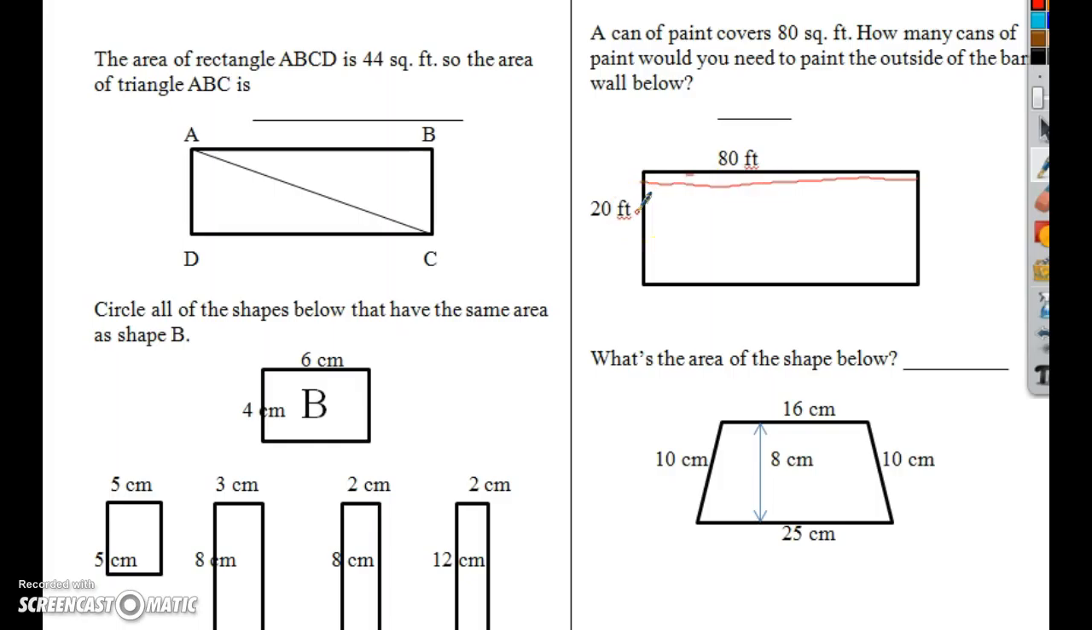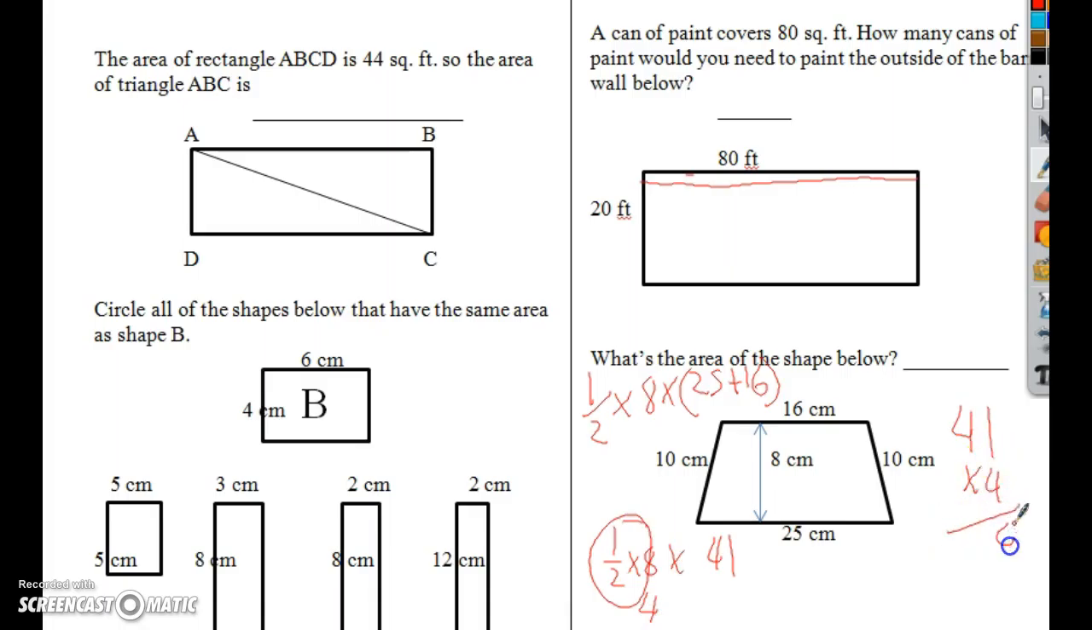What's the area of the shape below? Well, it's a trapezoid. So I'm going to do 1/2 times the height, which is 8, times parentheses base 1 is 25, plus base 2 is 16. Not pretty numbers this time. 25 plus 16 is 41. So we got 1/2 times 8 times 41. Definitely doing half times 8, which is 4. Oh, maybe not as bad as I thought. 41 times 4, 164 square centimeters.